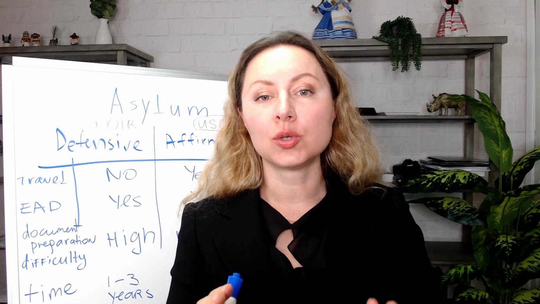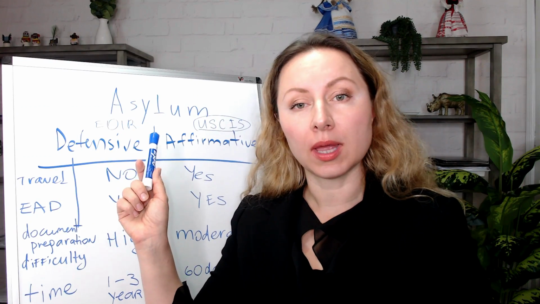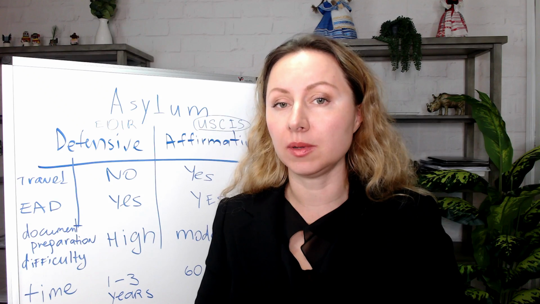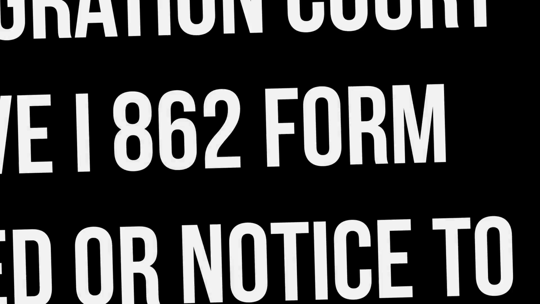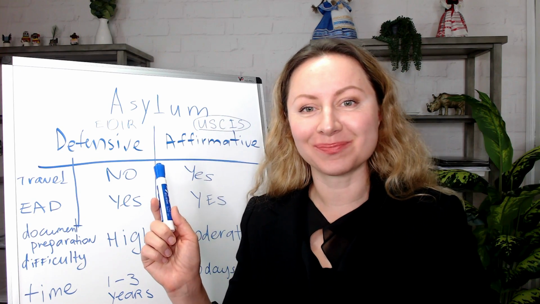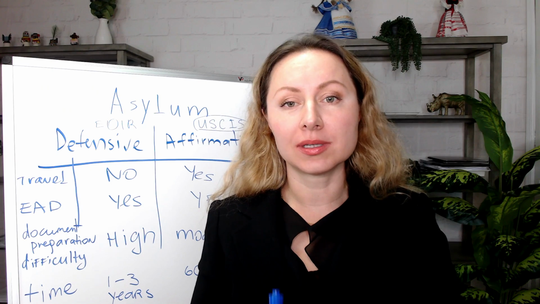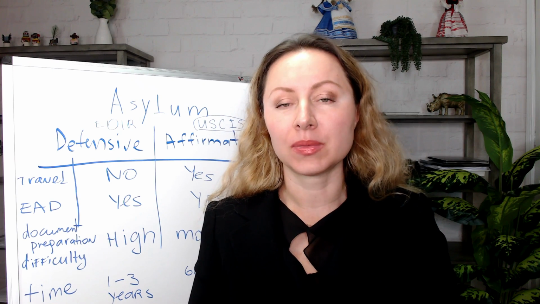The first thing that you need to know is that you will not be able to choose which procedure is going to be used. The law chooses the procedure for you. The defensive asylum process will happen if you are in the EOIR, or Executive Office for Immigration Review, system. And affirmative asylum is going to happen if you're with USCIS. Sometimes it is confusing to understand which system you are under.